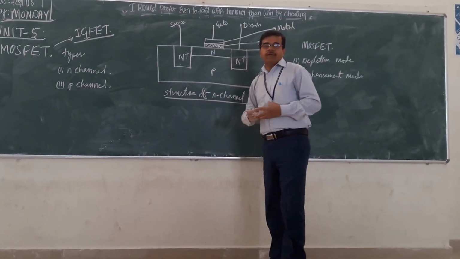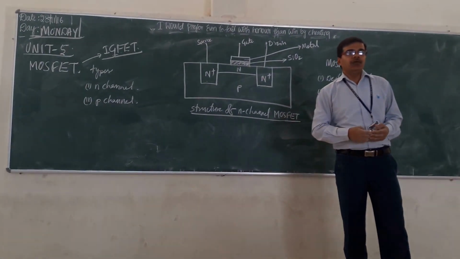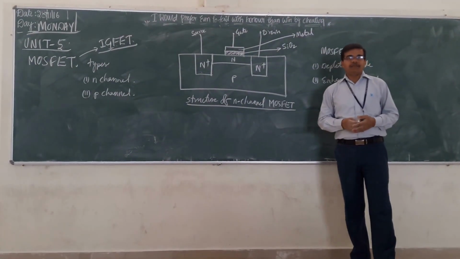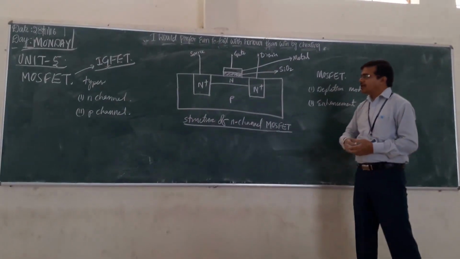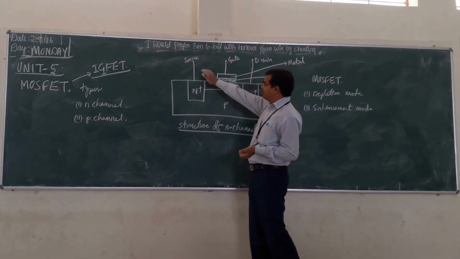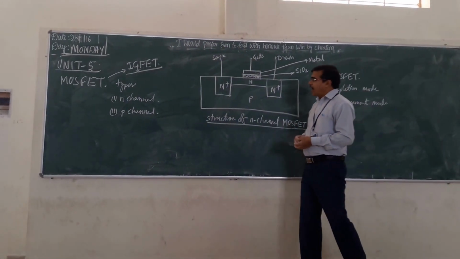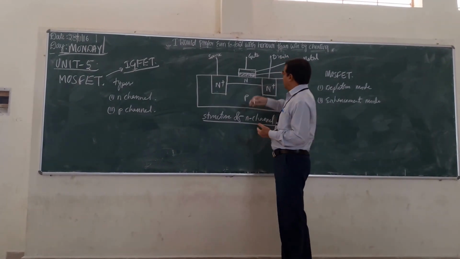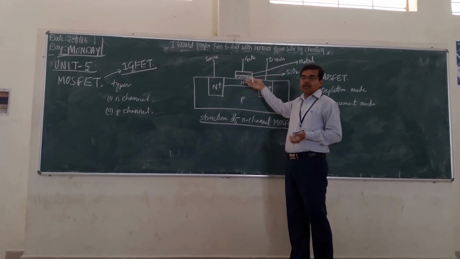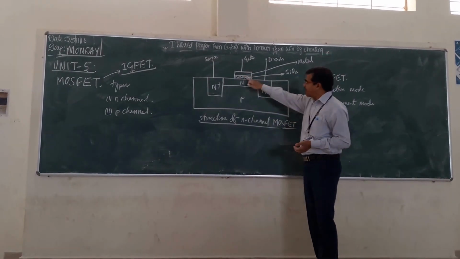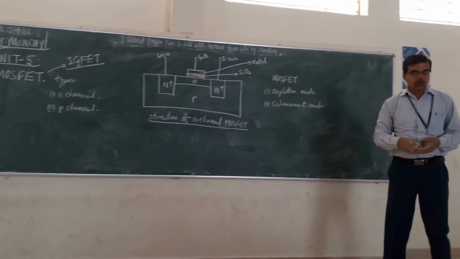Now, if you are going for your FET, you know that whether it is your JFET, there you have three terminals: source, gate, and drain. Here, in case of your MOSFET, here also you have source, gate, and drain. As it says insulated gate, the gate is insulated. How have we insulated the gate? We have insulated the gate by using silicon dioxide, SiO2.